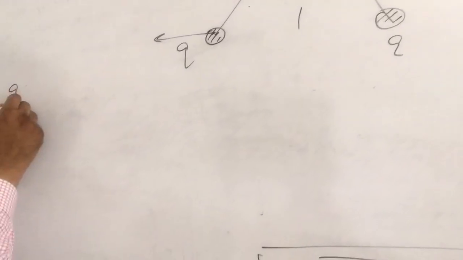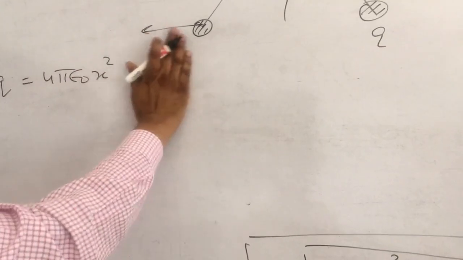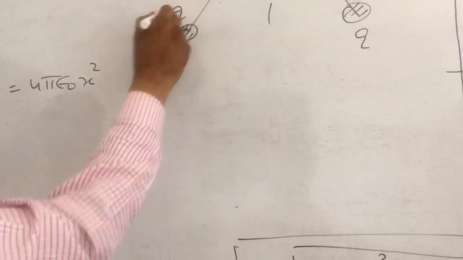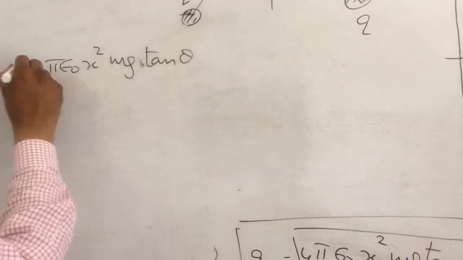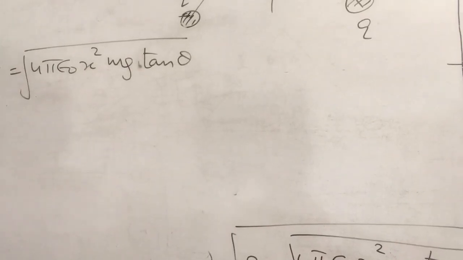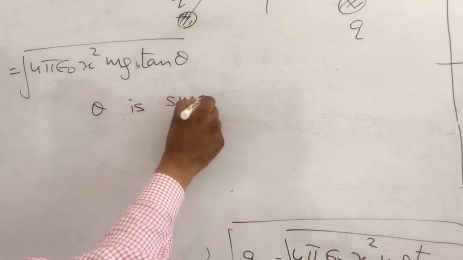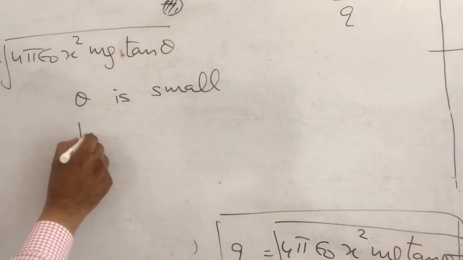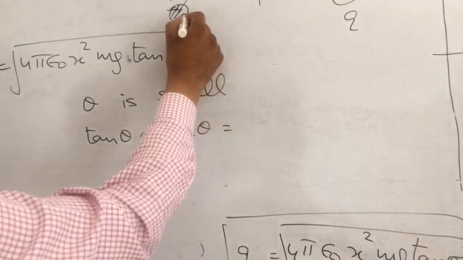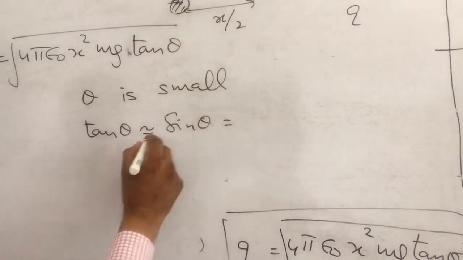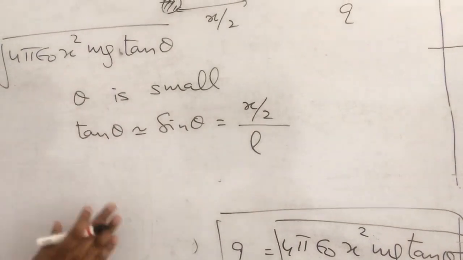This equation says q is equal to 4 pi epsilon naught x square mg tan theta. In these types of problems, it's always given that theta is small. When theta is small, tan theta is approximately sin theta, which is equal to x by 2, that is, x by 2 arc upon radius l. So put this tan theta there.